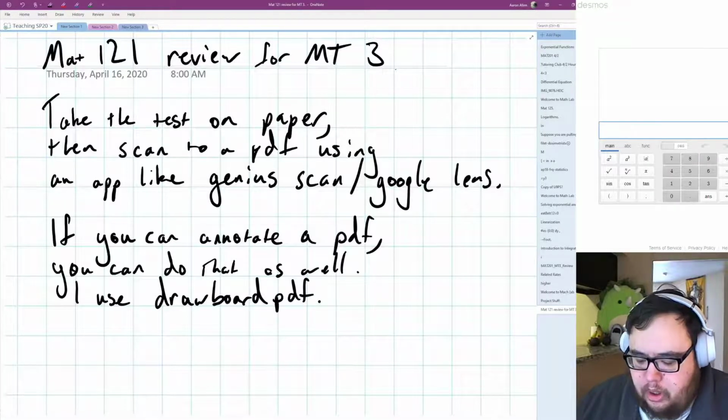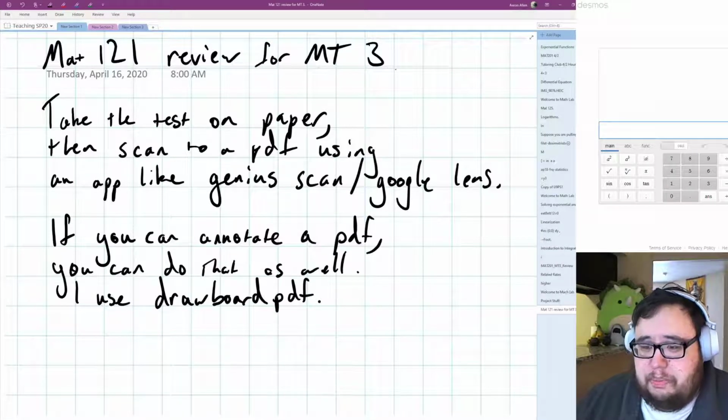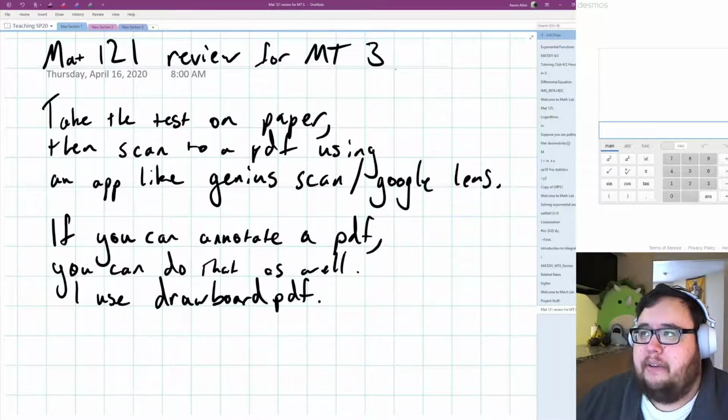So these are really the two big options. The one thing that I will request is that when you turn in the exam, please turn it in as one file, so that I don't have to jump between a bunch of different files.